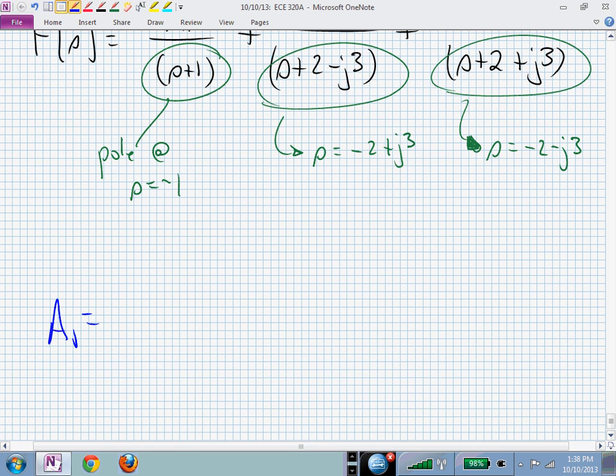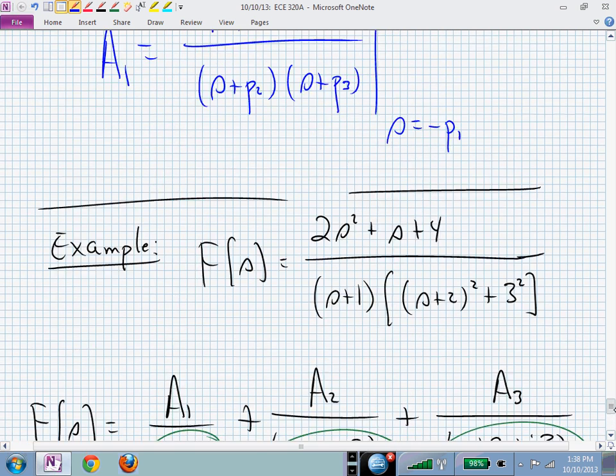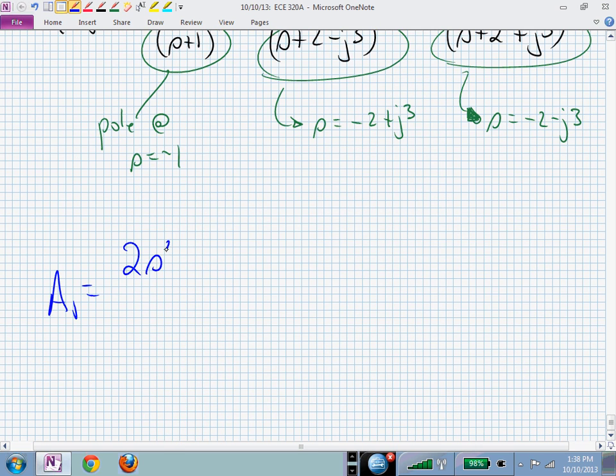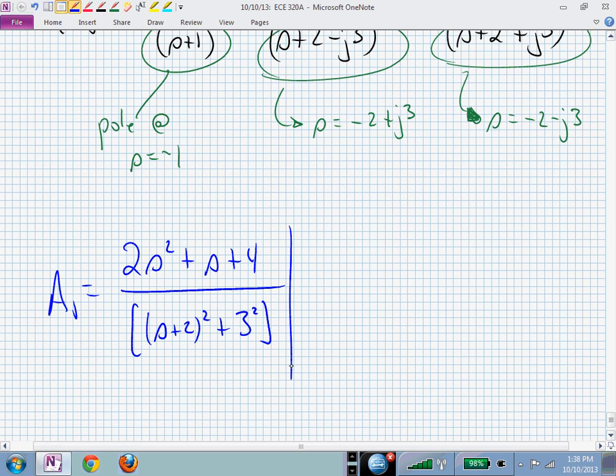A sub 1 needs to be s plus 1 times F of s. But that just cancels that first s plus 1 in the denominator, and I evaluate it at what value of s? -1. So now I have 2s squared plus s plus 4. That was my numerator. Now I have s plus 2 squared plus 3 squared. That's capital F of s times s plus 1, and I evaluate that at -1.